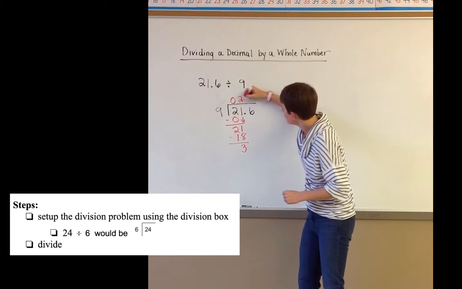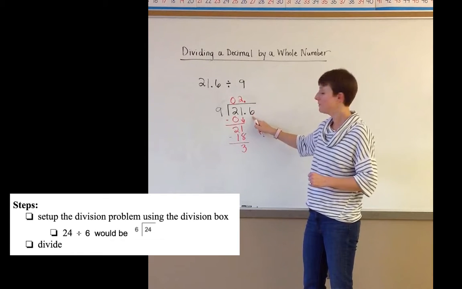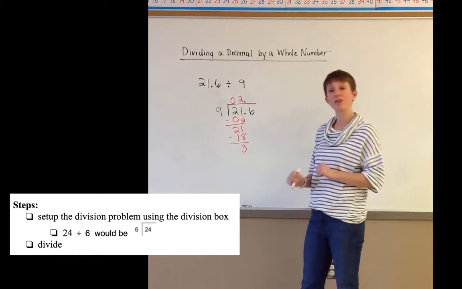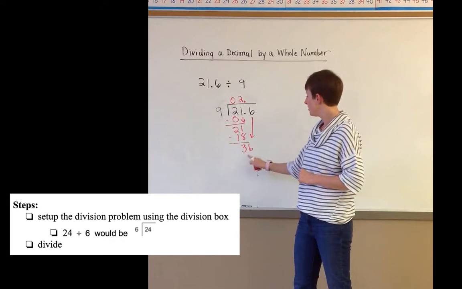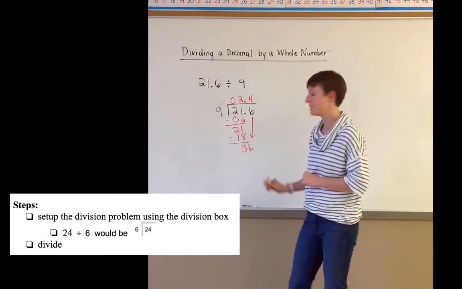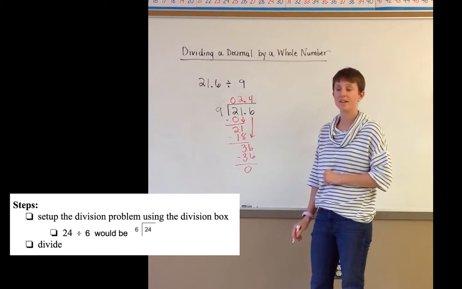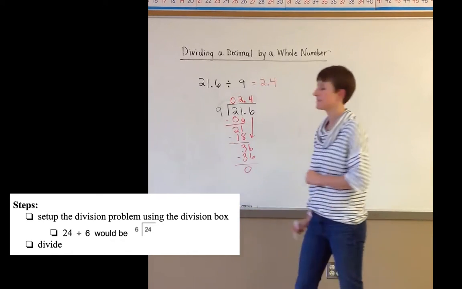I have reached my decimal point, so I'm just going to bring it straight up and move to the next room. I'm looking at the tenths room. I have these 3 ones left over. I'm going to snap them into 30 tenths and bring down my 6 tenths I already have. 36 tenths divided by 9 is going to give me 4 tenths in each group. Use 36 of them. I have nothing left. So the quotient for this answer is 2 and 4 tenths.